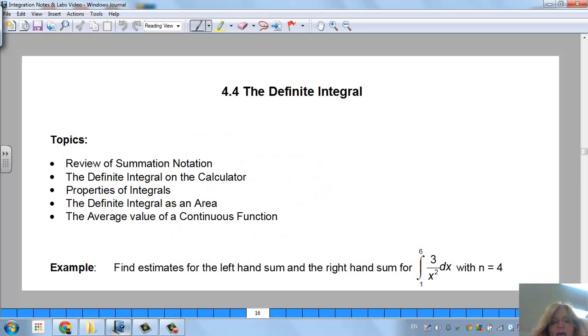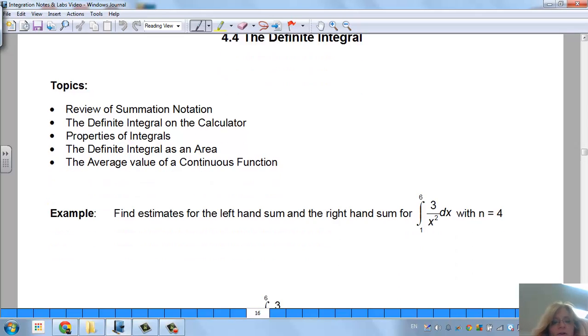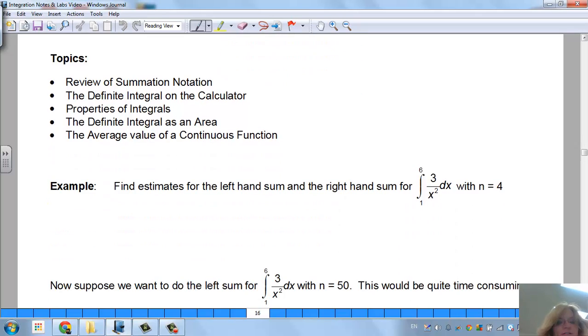And so what we're going to do here is look for instant estimates for the left-hand sum and the right-hand sum. So this is kind of a review from before. So this notation that we have here, it's the integral from 1 to 6 of 3 over x squared dx. And they're telling us that n is 4. So let me explain what everything is here.